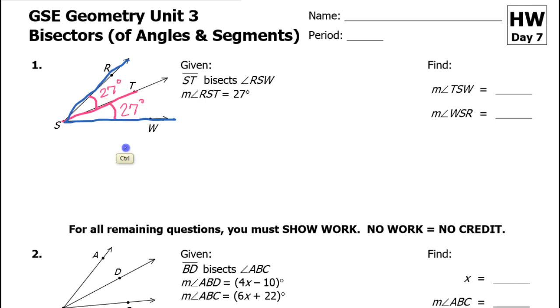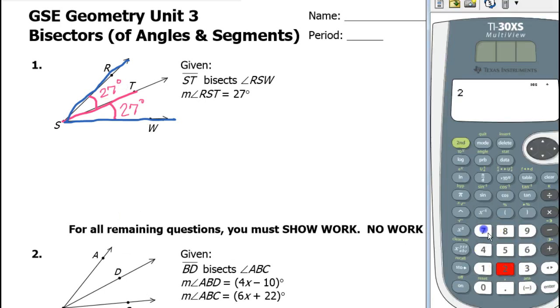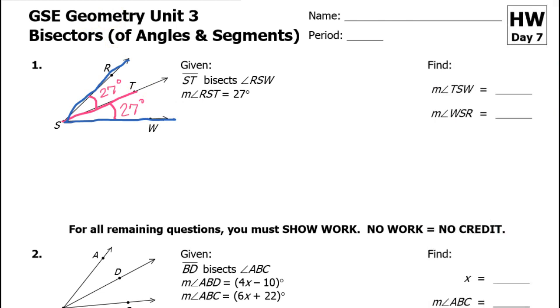halves. Okay, and if we add 27 plus 27, or if we do 2 times 27, we're going to get 54. So that tells us that the whole angle RSW is 54 degrees. So what did they ask us to actually find? The measure of angle TSW. Okay, TSW, that's the lower angle, so that's going to be 27 degrees. And angle WSR. WSR is the whole angle, and that is 54 degrees.